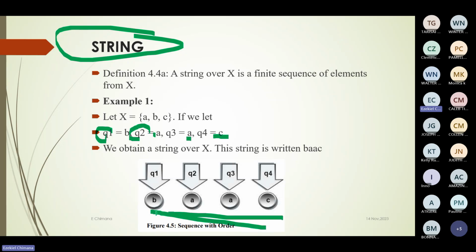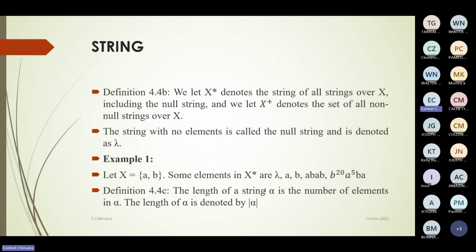BACC. You can say this is a string over the set X because the elements in this string are coming from the set X. So it's a string over what? Over X. Also, we let X star denote the set of all strings over X, including the null string, and we let X plus denote the set of all non-null strings of X. This will represent all the strings which are not null.